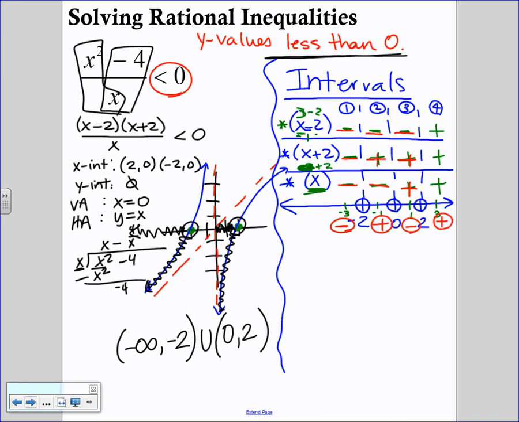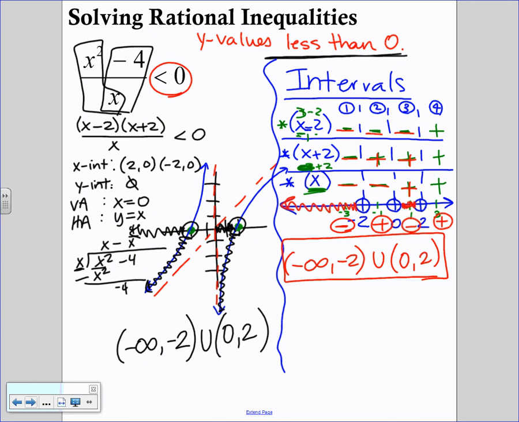Okay, so overall for the intervals, I'm looking for the negative parts. So here's where I have negative values, and here's where I have negative values, which will match my graph. This is negative infinity to negative 2, closed or for parentheses, union 0, comma 2. This is the answer we're looking for.